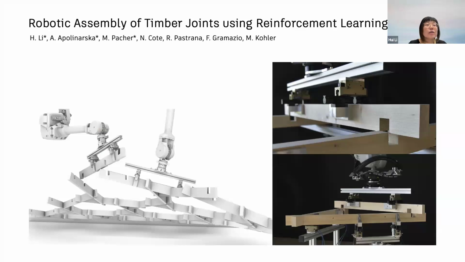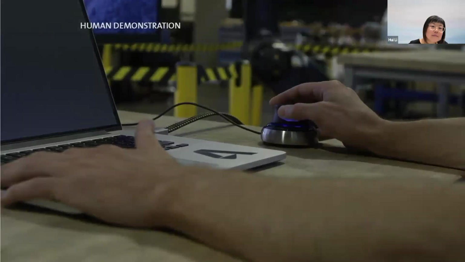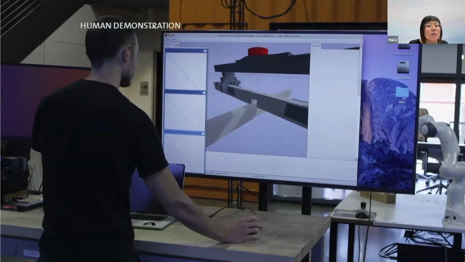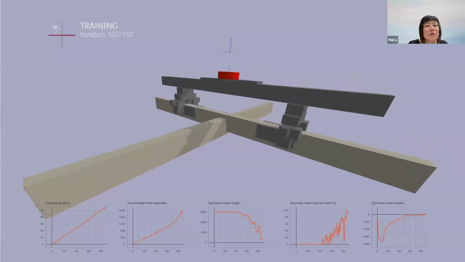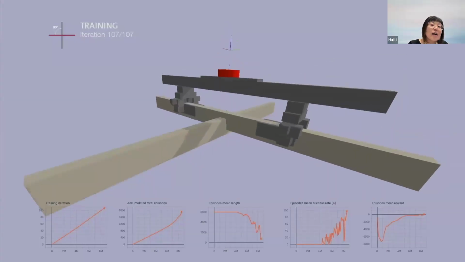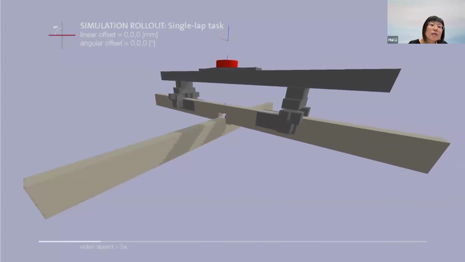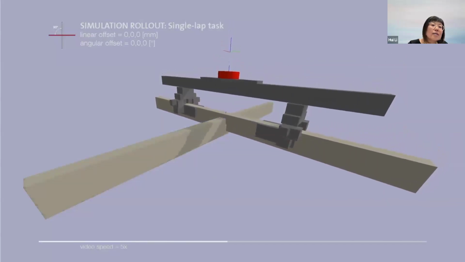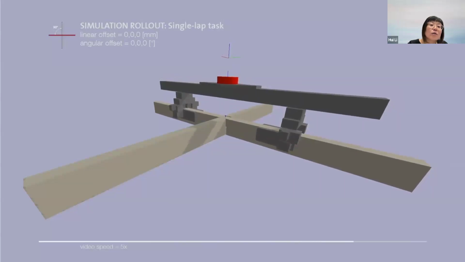In this work, in collaboration with the architecture group at ETH Zurich, we apply this approach to timber joints assembly. The vision is to build this freestanding architecture, like the structure, with tight-fitting timber joints, and you make robots learn how to put this together. So we collect a few human demonstrations of putting together these timber joints in simulation, and then we train it in simulation with an RL approach and deploy the trained policy on the real robot.